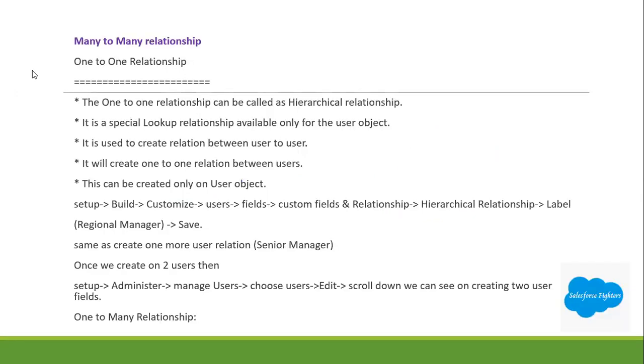Many-to-many relationship, one-to-one relationship. The one-to-one relationship can be called a hierarchical relationship. It is a special lookup relationship available only for the user object. It is used to create a relationship between users and users. It will create a one-to-one relationship between the users. This can be created only on the user object.